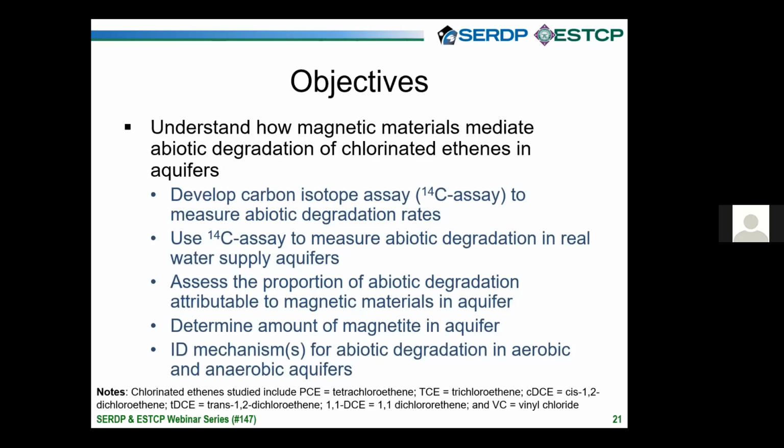We also want to assess the proportion of abiotic degradation that's attributable to magnetic materials in the aquifer, in large part because magnetic materials are relatively easy to measure. We also want to determine the amount of magnetite in aquifers because of the association of magnetite with magnetic susceptibility. And we also want to identify the mechanisms for abiotic degradation in both aerobic and anaerobic water supply aquifers.